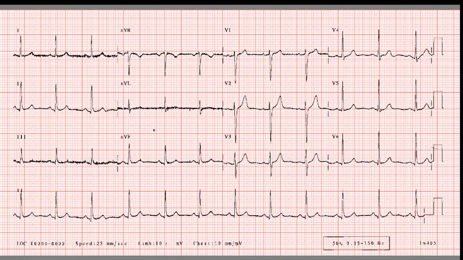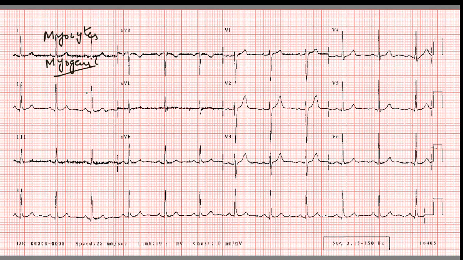But how does the SA node act as the pacemaker? Well, the SA node consists of a cluster of cells, the myocytes, which are myogenic, meaning they have the potential to generate electrical impulses without having any input from nerve fibers. Even if you cut off all the supply to the SA node, it will still keep on generating electrical impulses.